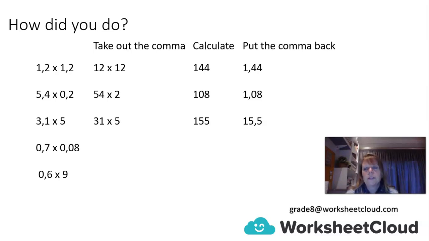The next one is 0,7 times 0,08. Take out all the commas. I'm going to go 7 times 8.